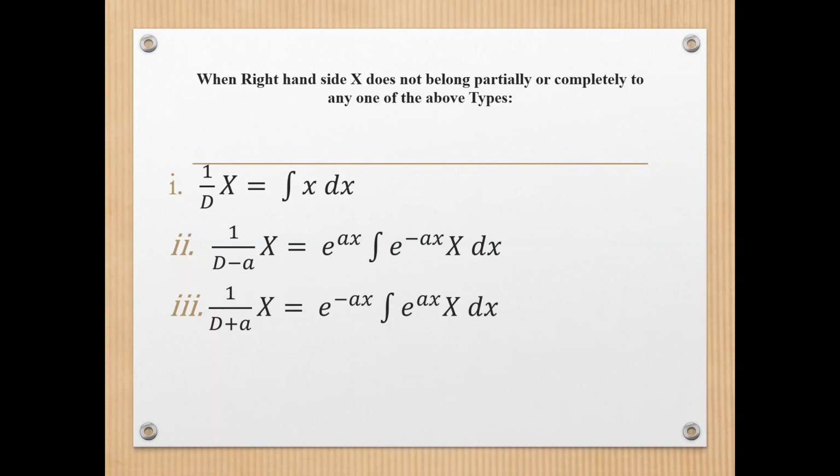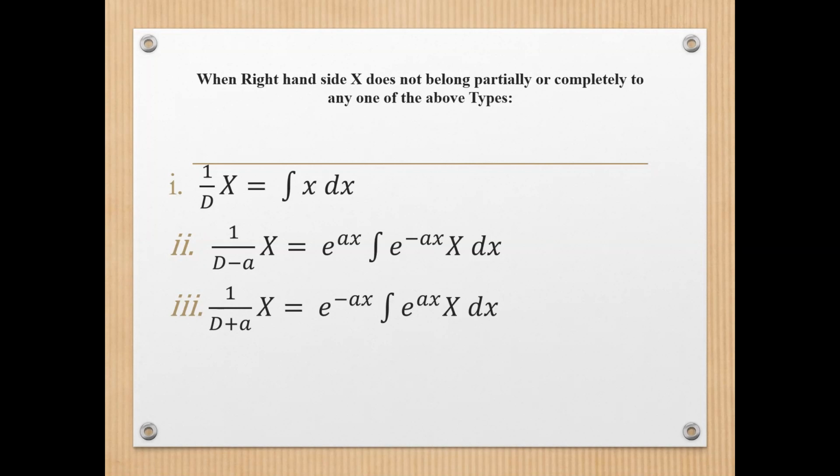Welcome back. In the lecture, we have seen how to find the particular integral when the right hand side is of the form, type number 1, e raised to ax or e raised to minus ax. Type number 2, when the right hand side is of the form sin ax or cos ax. In type number 3, we have seen how to find the particular integral when the right hand side is of the form x raised to m, where m is a positive integer, or you may say any polynomial.